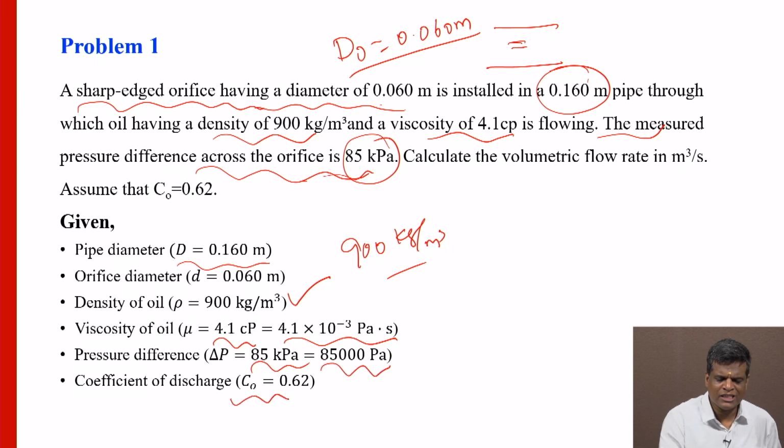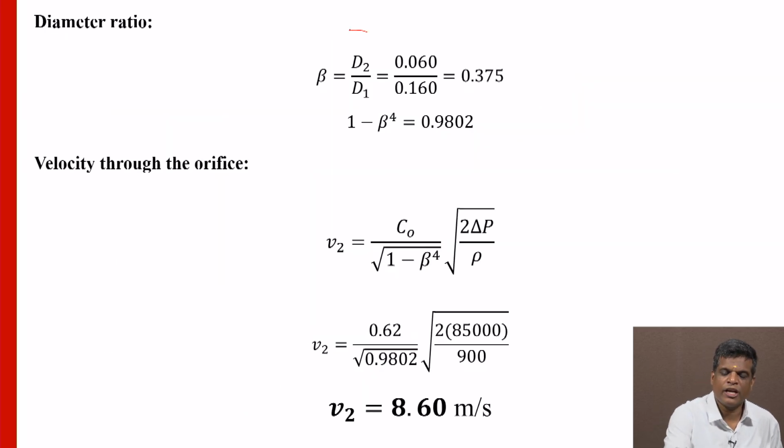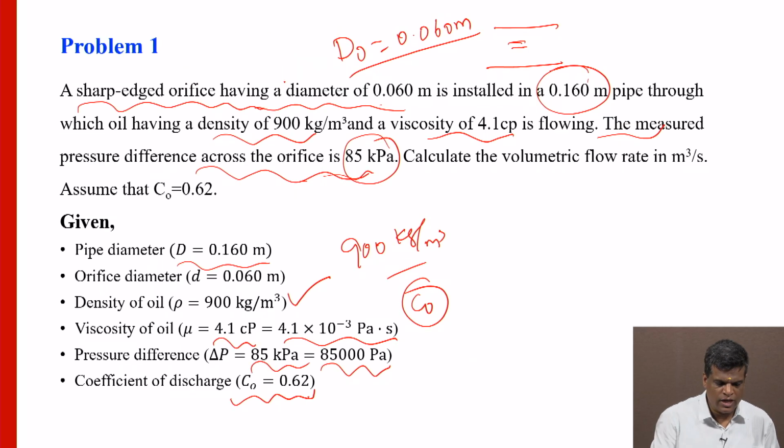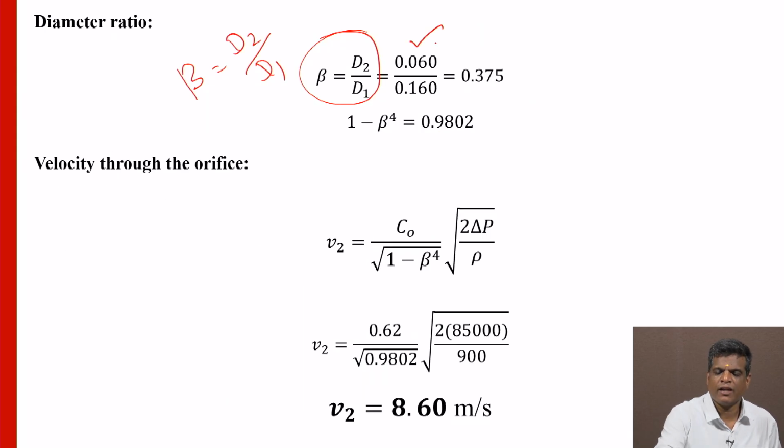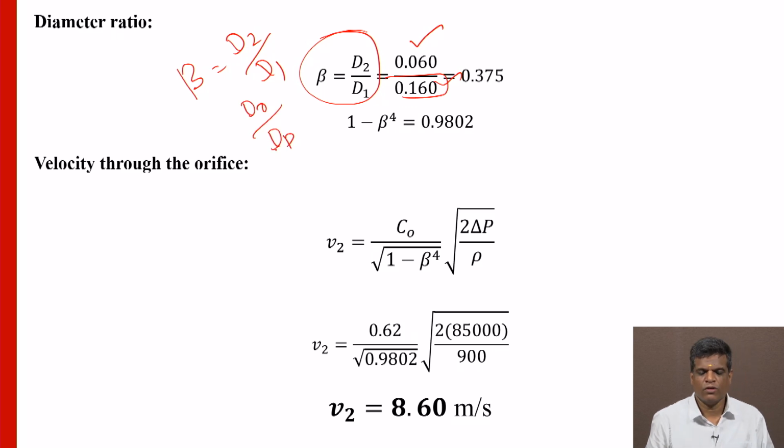Then the coefficient of discharge, C0, for the orifice is 0.62. So all values are given already. Beta is the diameter ratio. We always write beta equal to D2 by D1. So D2 here is the orifice diameter, divided by the pipe diameter. So we call it D0 by D, the pipe diameter. Then we get a value of 1 minus beta power 4.